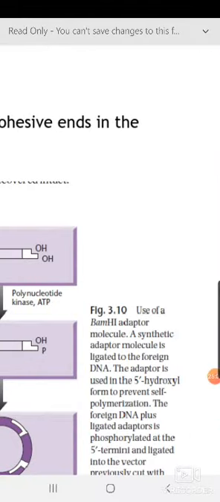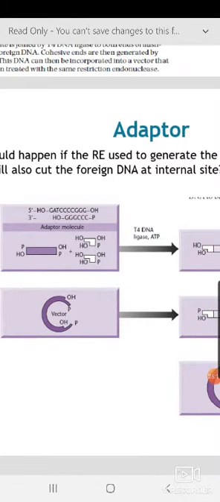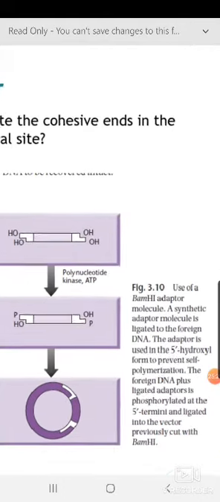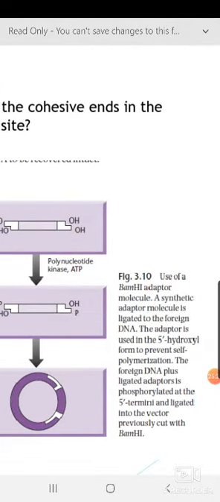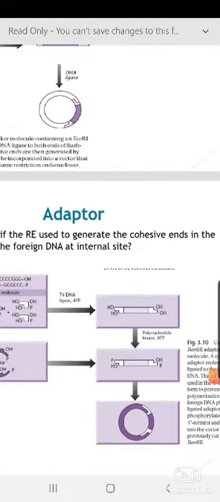Let me read what I explained here. Use of BamH1 adapter molecule. This is a synthetically developed oligomer, already digested by BamH1. A synthetic adapter molecule is ligated to the foreign DNA. The adapter is used in the 5' hydroxyl form to prevent self-polymerization. The foreign DNA plus ligated adapter is phosphorylated at the 5' terminal and ligated into a vector previously cut with BamH1. That means your vector is also treated with BamH1. You can get your clone done.